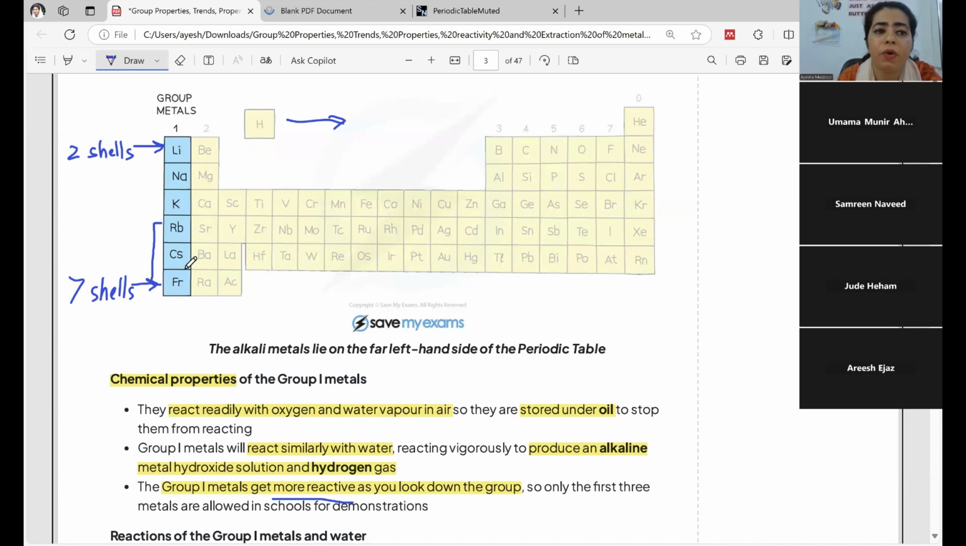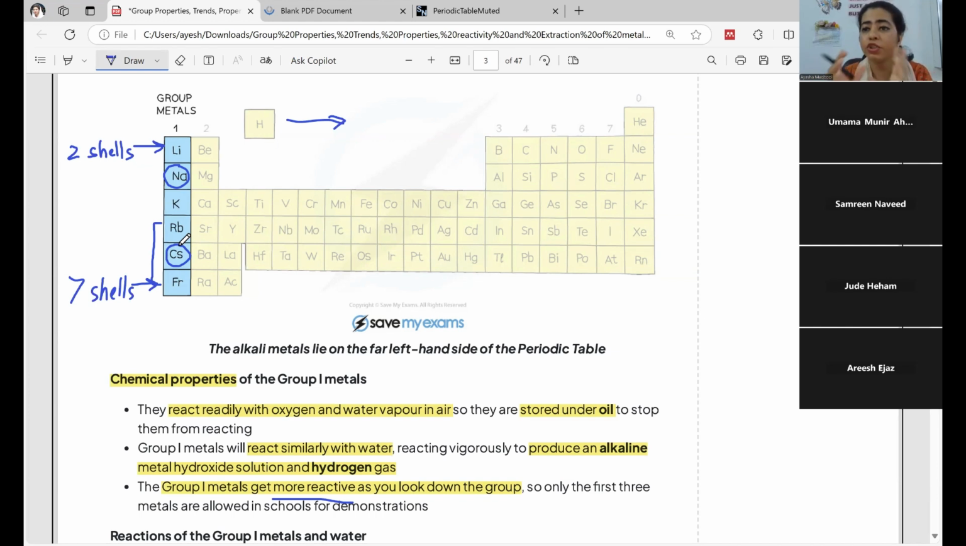Let's say they are telling you, okay, you know about the group 1 metals. Tell us how the cesium will react. Compare its reactivity with the sodium. Sodium and cesium, which one is going to be more reactive? What will be the product? What will happen? Anyone can tell me.